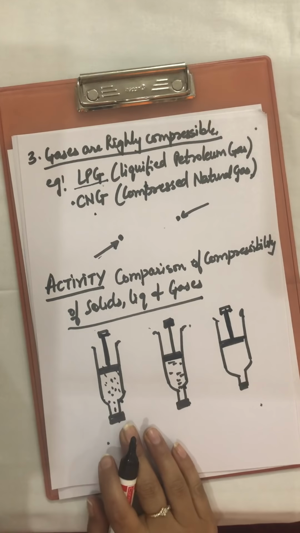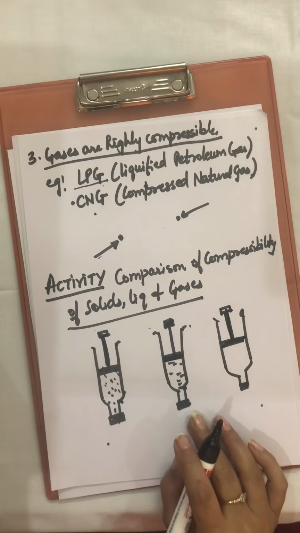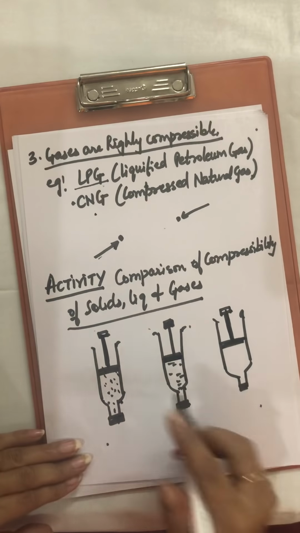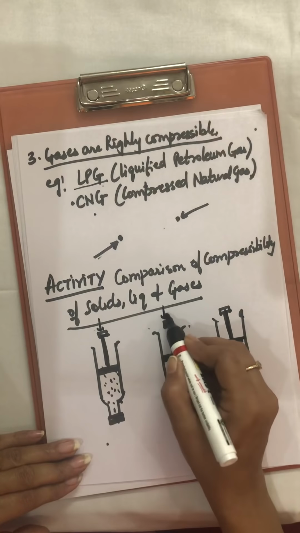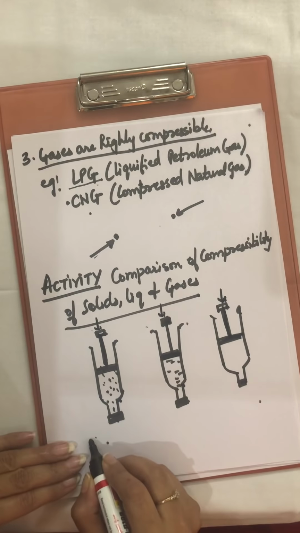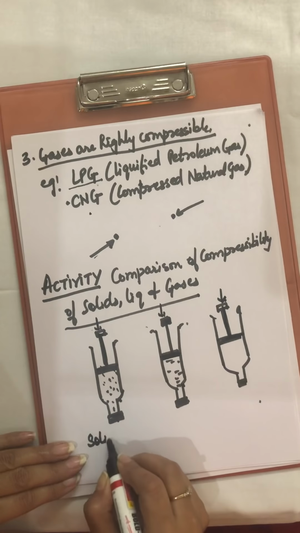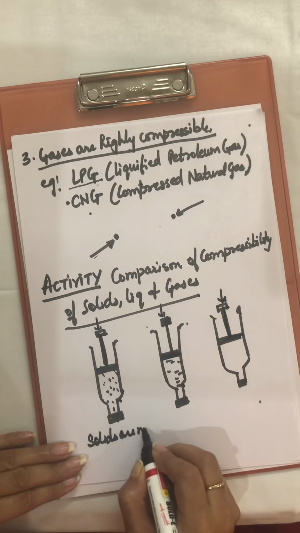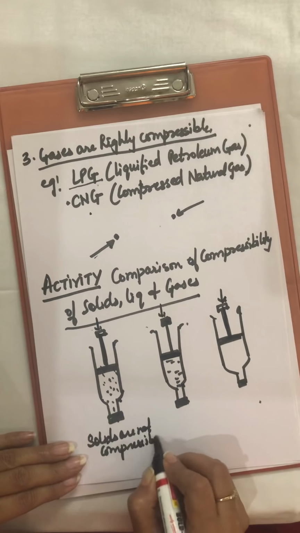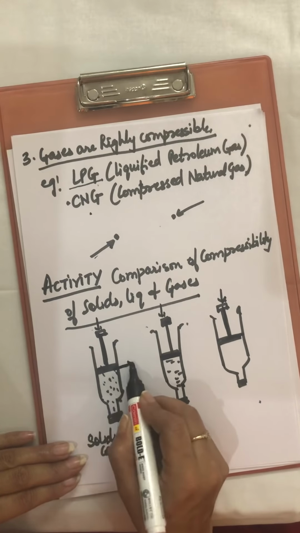Three-fourths of the syringe is packed with the salt, one has water, and here we have not added anything, so there is air inside this syringe. Now put pressure on these pistons. When we put pressure, the piston will start going inside. But in this case we see solids are not compressible. It's not possible to compress it. It will remain here only.